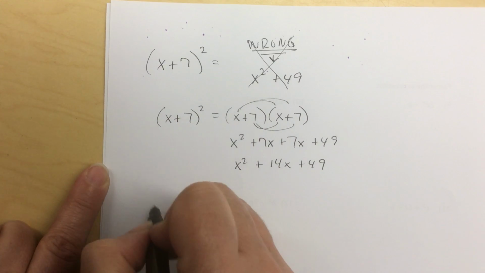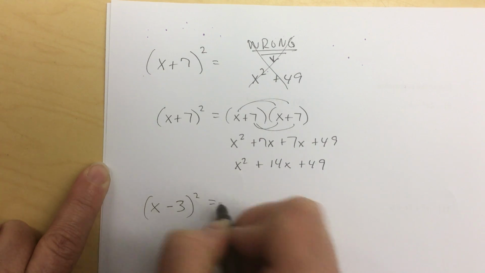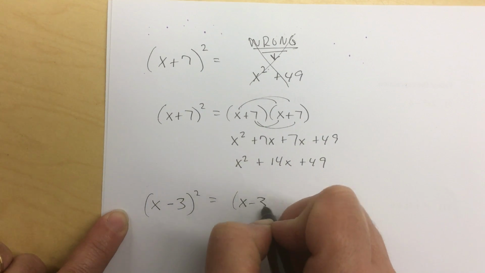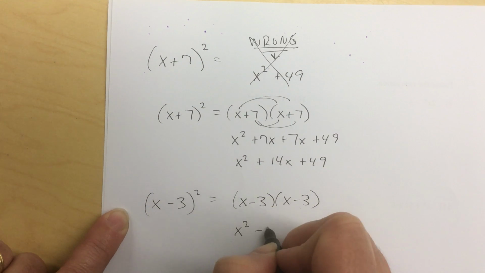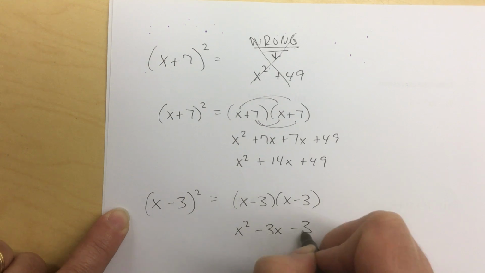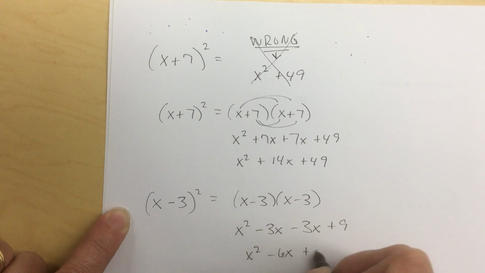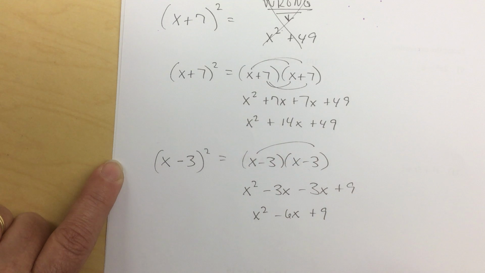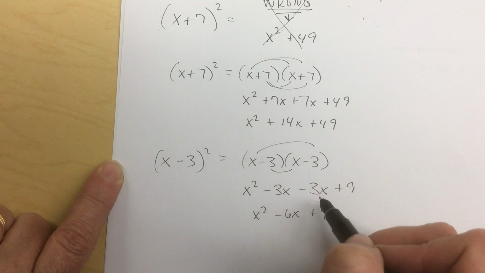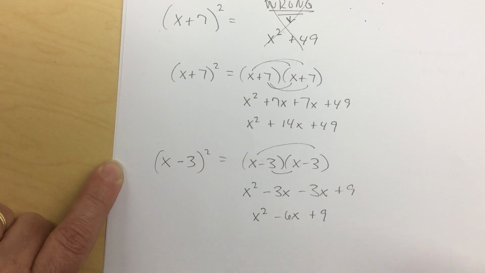Now I'm going to do a couple more of these, and you're going to see a pattern. So let's say I have x minus 3 squared. So that's x minus 3 times x minus 3. And so that is x squared minus 3x minus 3x plus 9, which gives me x squared minus 6x plus 9. So when you multiply that and when you multiply that, you're always going to get the same thing. So you're always going to end up doubling it. In the situation before, they were opposite signs, so they added to 0.